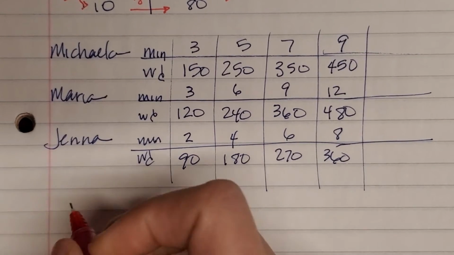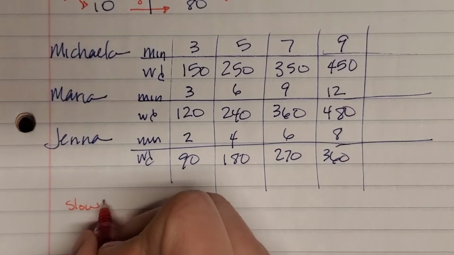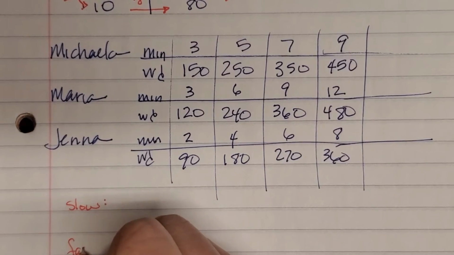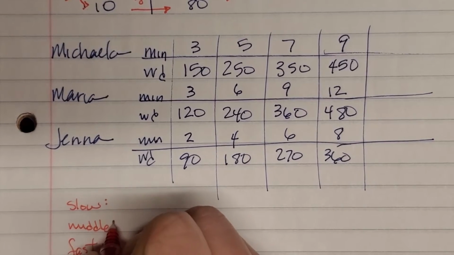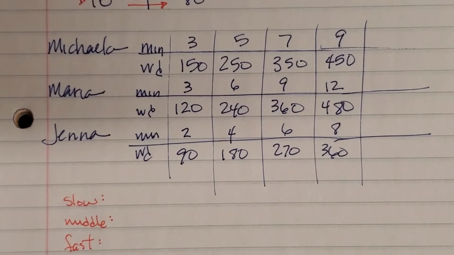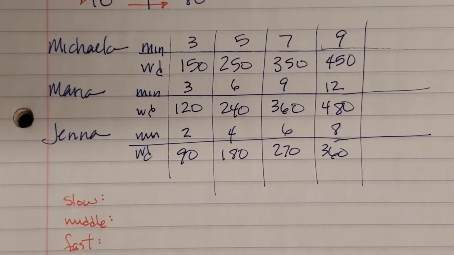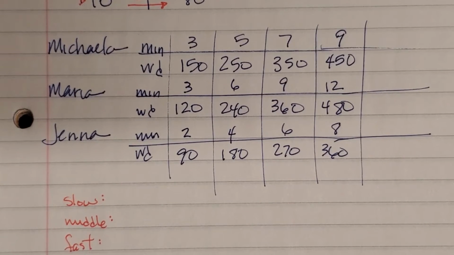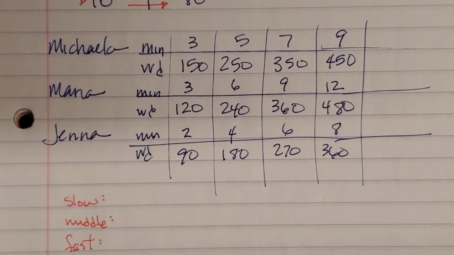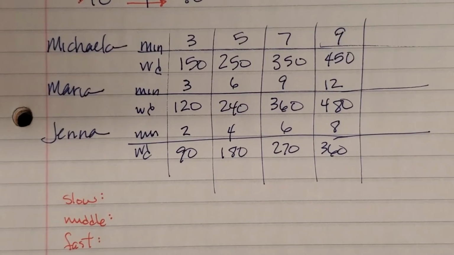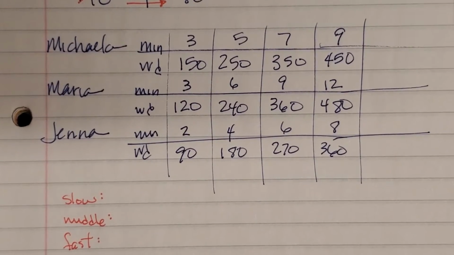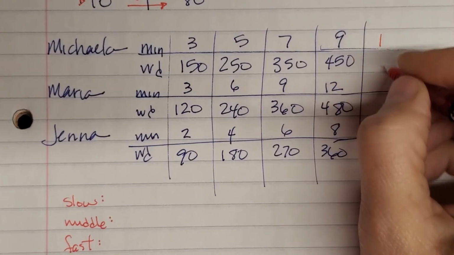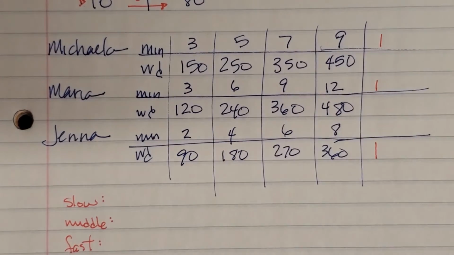So I want to know who's the slowest, who's the fastest, and who's in the middle. That's what we're going to try to figure out. How do we do it? Honestly, there's a lot of ways. Here's one way, probably the most straightforward way, but not the easiest way. You could find the value of each ratio. You could say in 1 minute, how fast does each girl type?